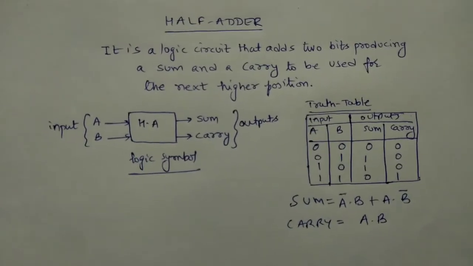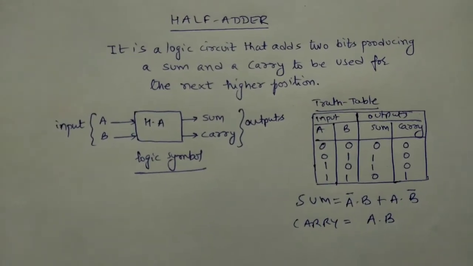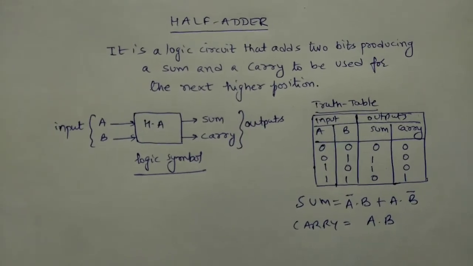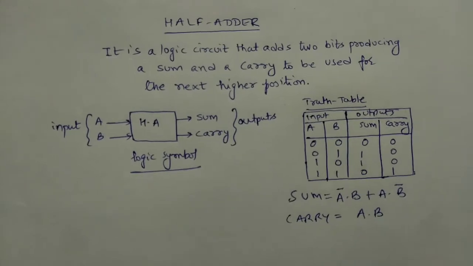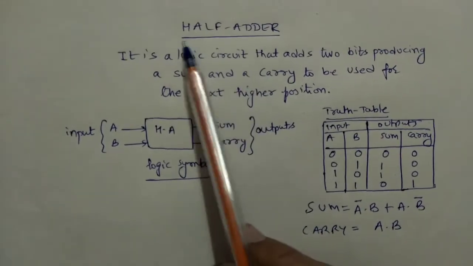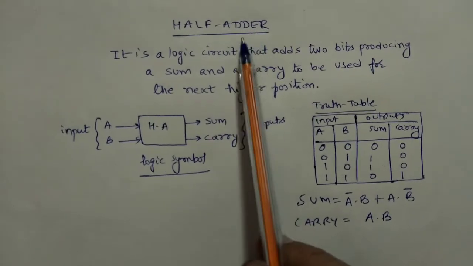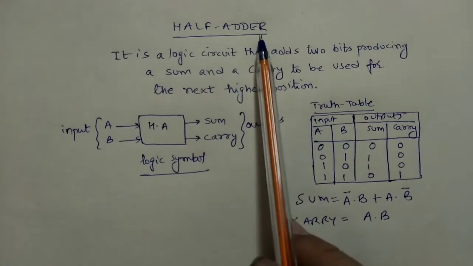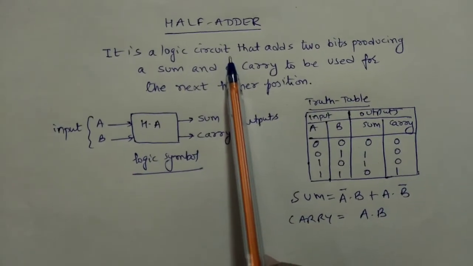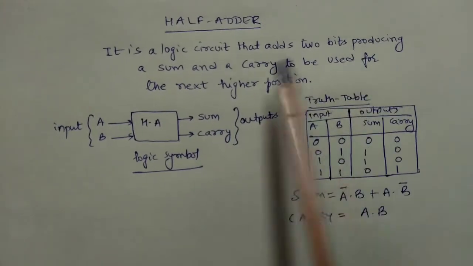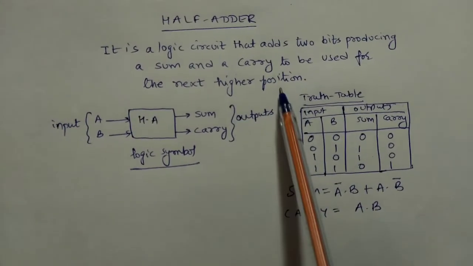Good evening. In continuation to our presentation on the digital computer organization, today we are going to study a very important and an interesting topic on the adders. And in this presentation, we are going to study the topic on half adder. A half adder is a logic circuit that adds two bits producing a sum and a carry to be used for the next higher position.